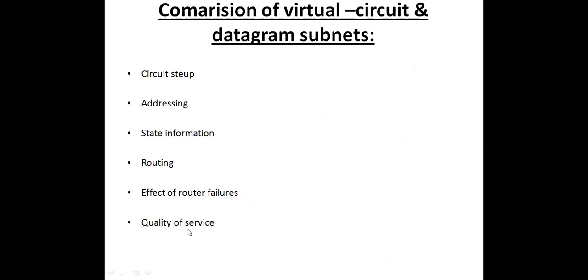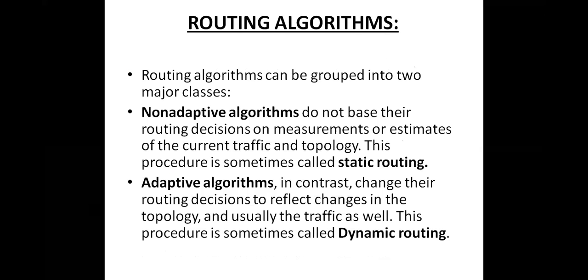And next, quality of service. Quality of service is achievable in virtual circuit. Connection oriented, it is easy. Connectionless, it is difficult. Routing: all four packets choose the same path in connection oriented. All packets use different routes, different paths, in connectionless.